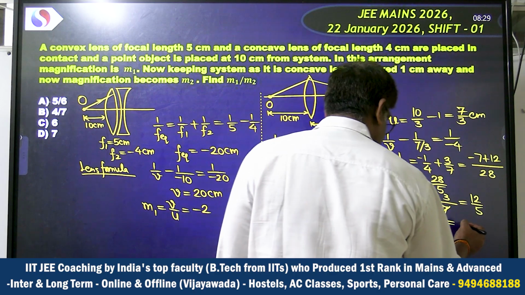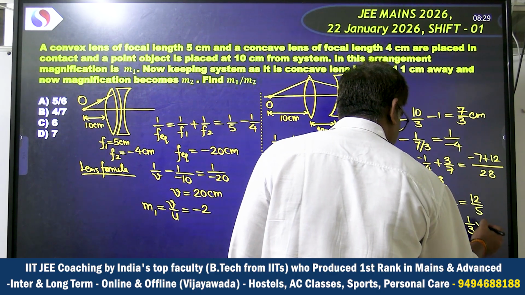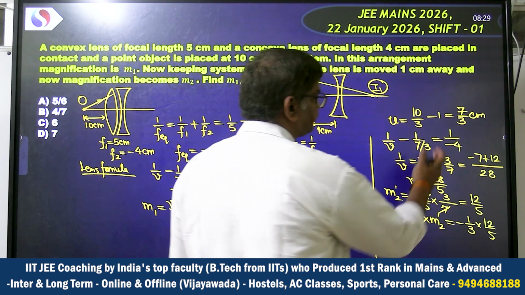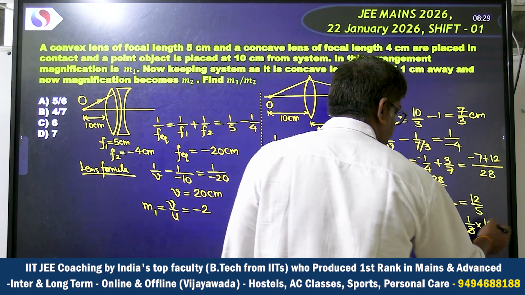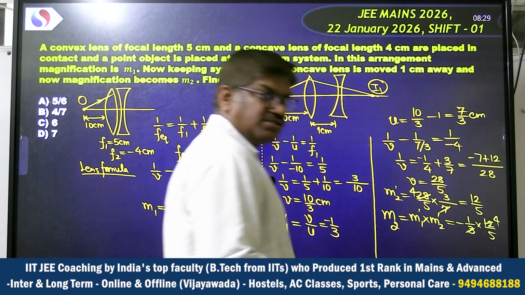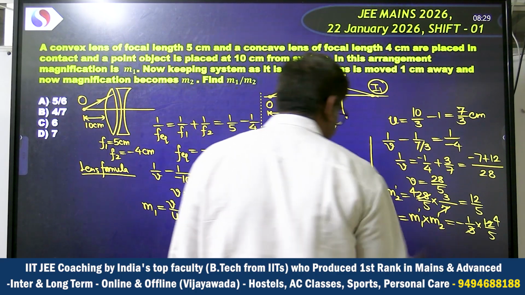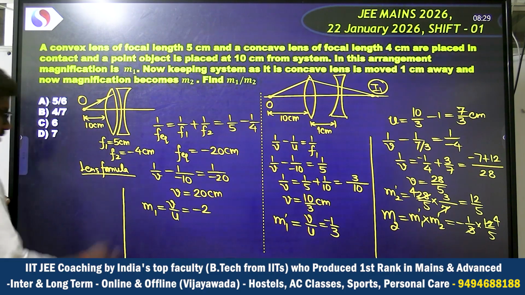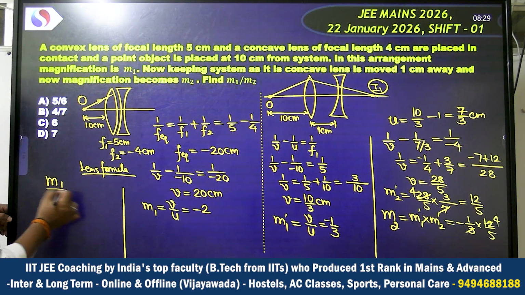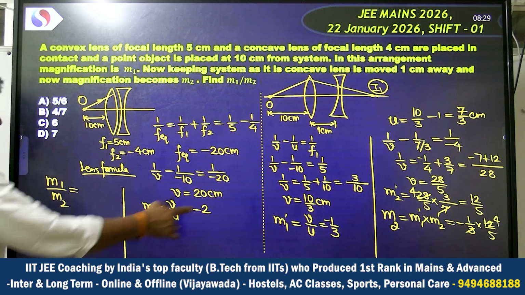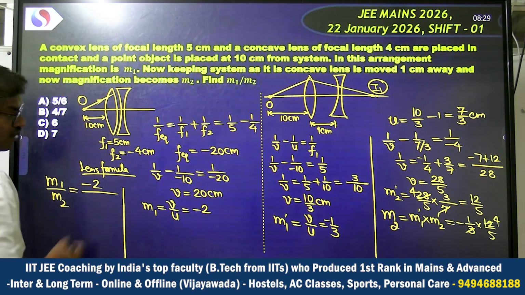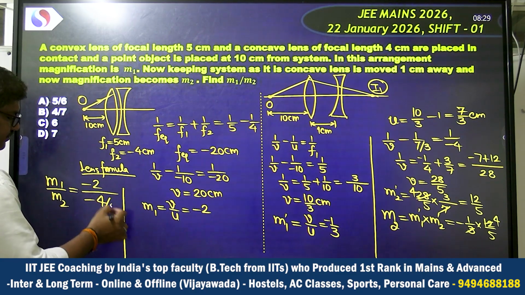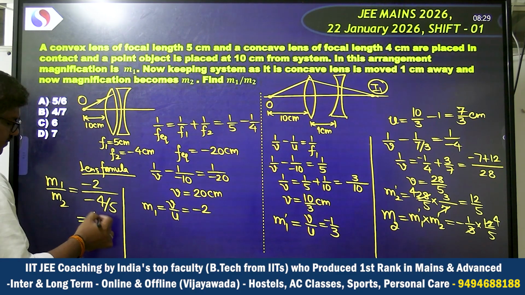So how much is it coming? It is coming minus of 1 by 3 into 12 by 5. Into 12 by 5, this is 4 by 5. This value is coming 4 by 5. And in the question, what are they asking? Now we have considered both the cases, they are asking the ratio of M1 by M2. Initially, it is coming minus 2. Now the magnification is coming as minus 4 by 5. And this is giving you the answer 5 by 2.